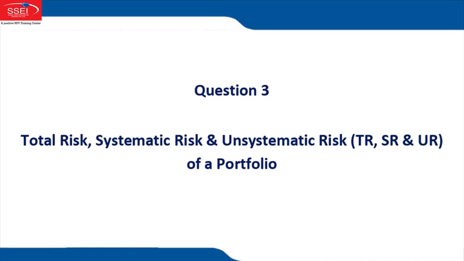Okay. So let's come to question number 3. Now this sum is on total risk, systematic risk and unsystematic risk of a portfolio, TR, SR, UR. In fact, in this particular handout containing the best questions, I have taken 2 questions on TR, SR, UR. This is the first one, question number 3. Now I have named it ambiguous, though frankly speaking there is nothing ambiguous over here.